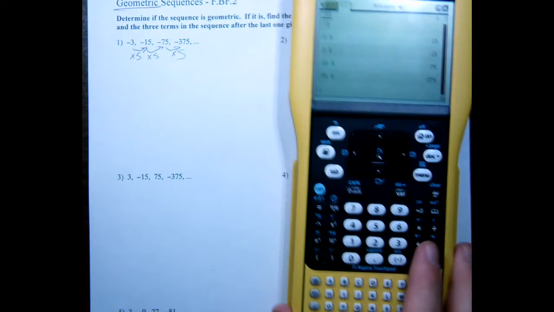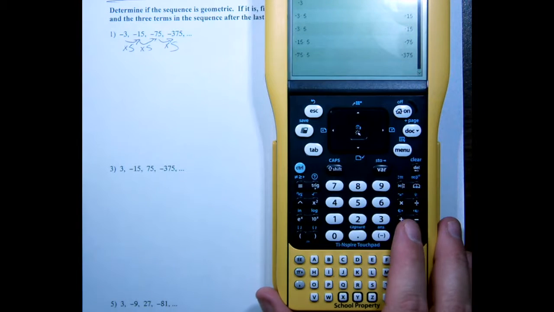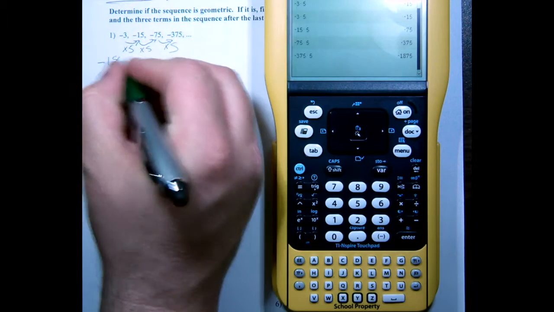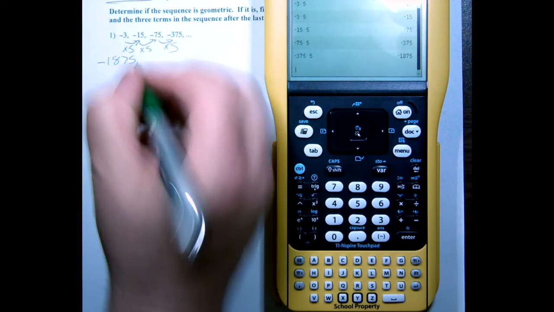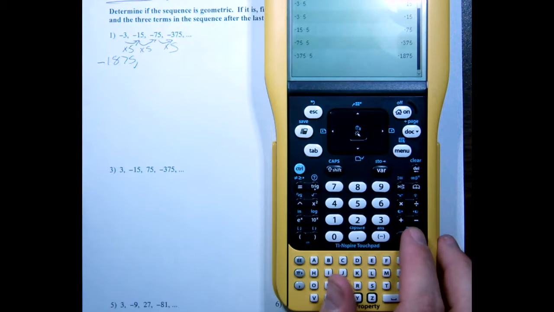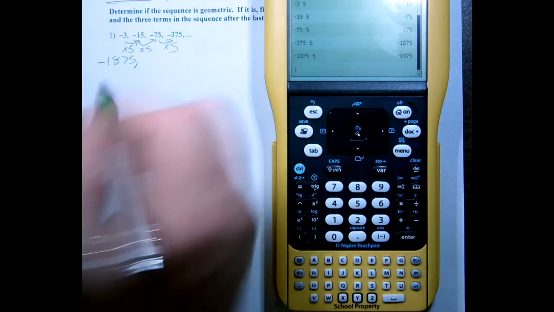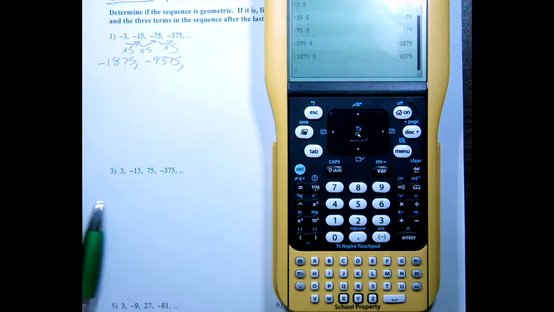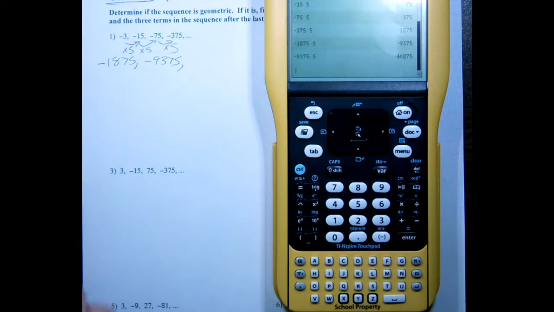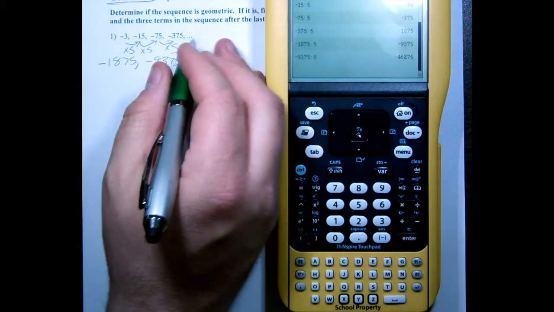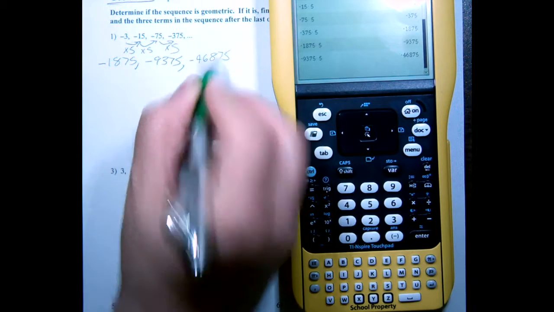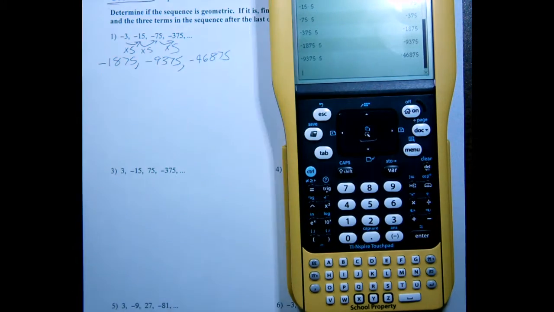Now what they want us to do is figure out the next 3 terms. So I'm just going to take my 375 and multiply that by 5. And so my next term is -1875. Then I'm going to multiply that by 5, and I get -9,375. And then I'm going to multiply that by 5, and I get -46,875.